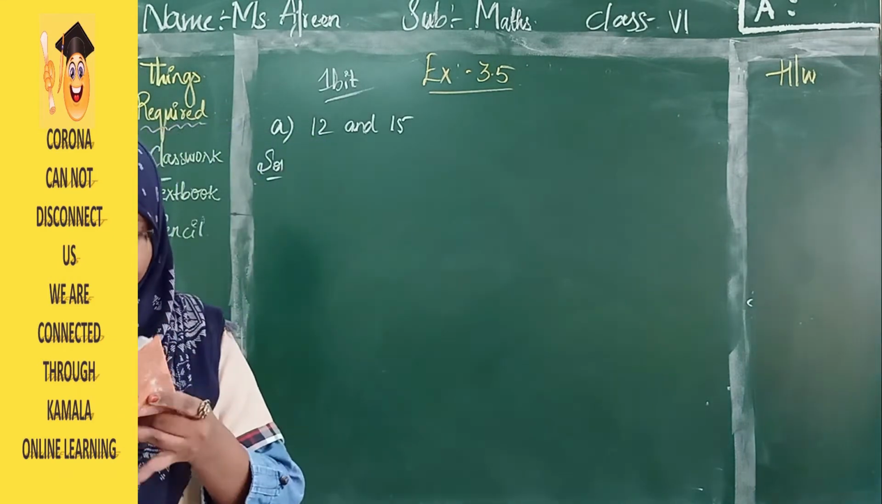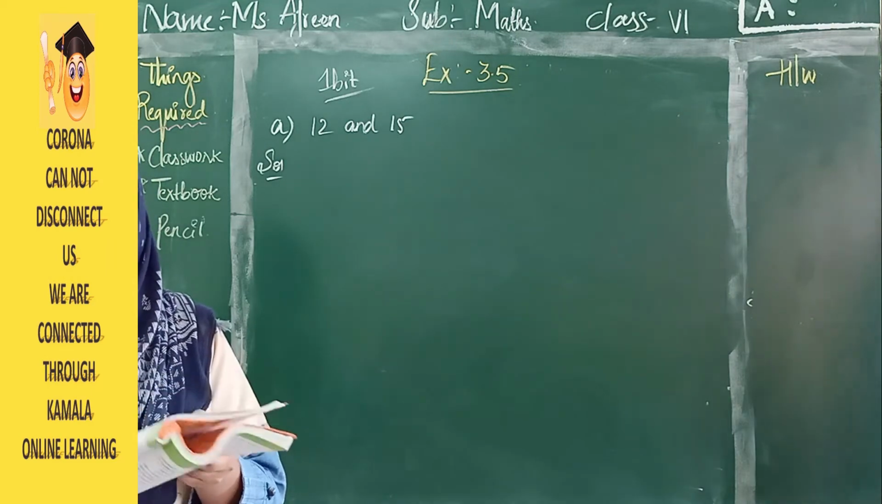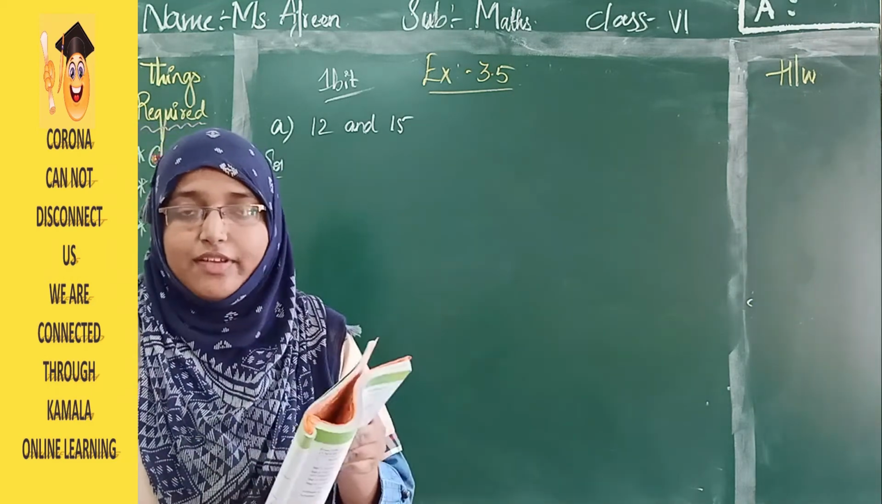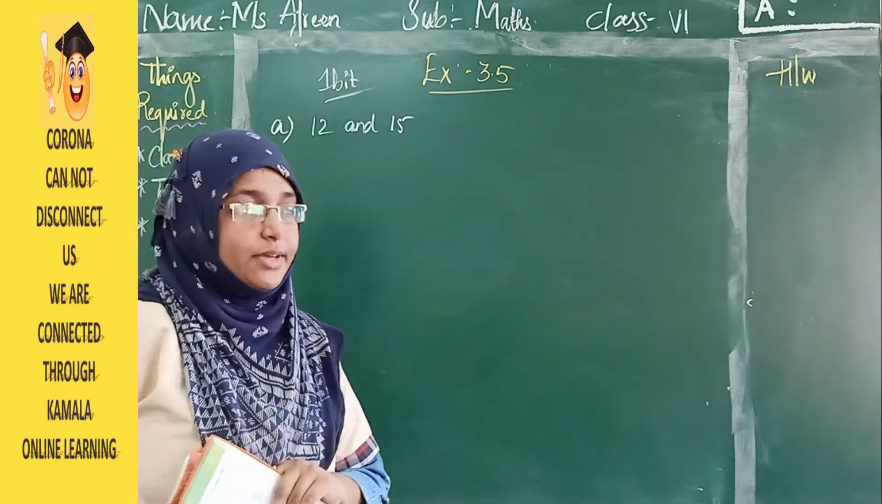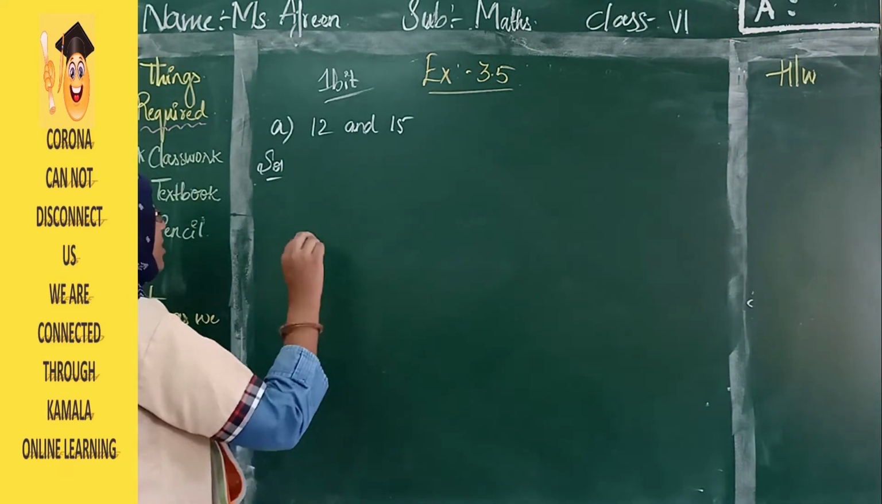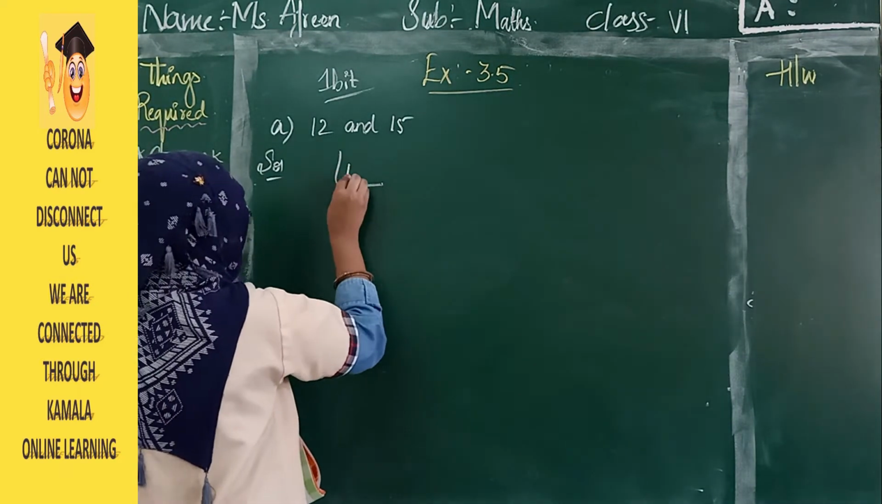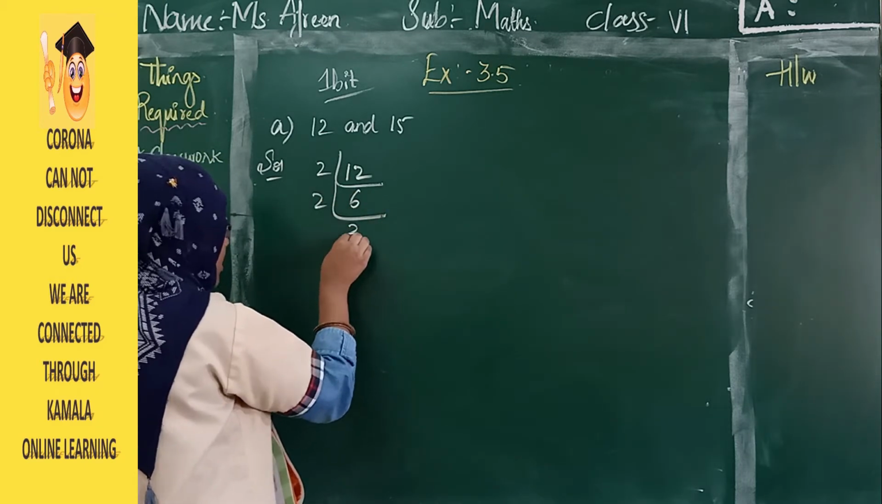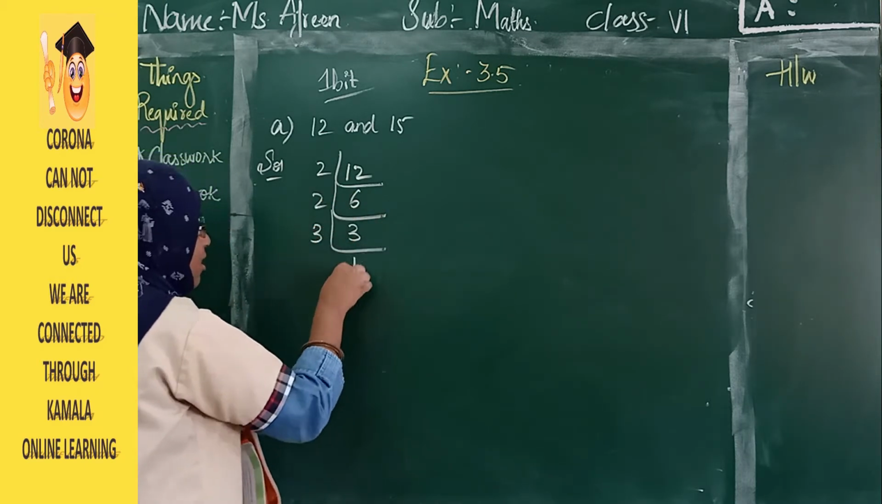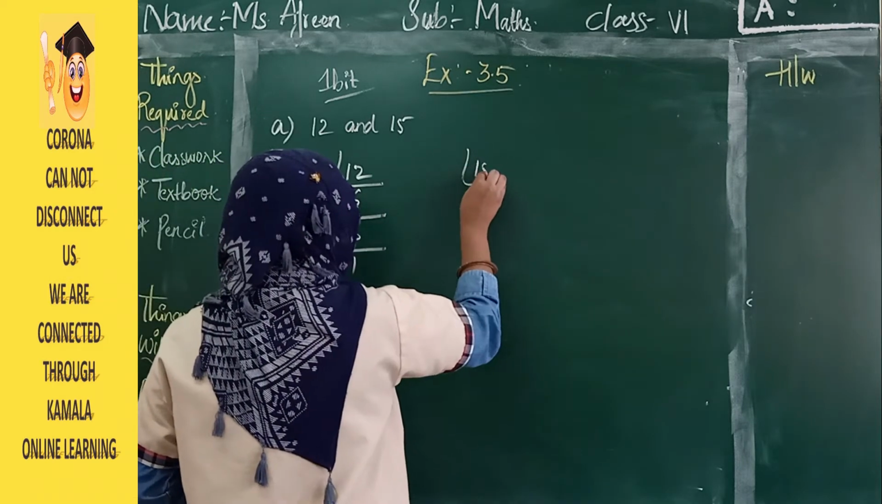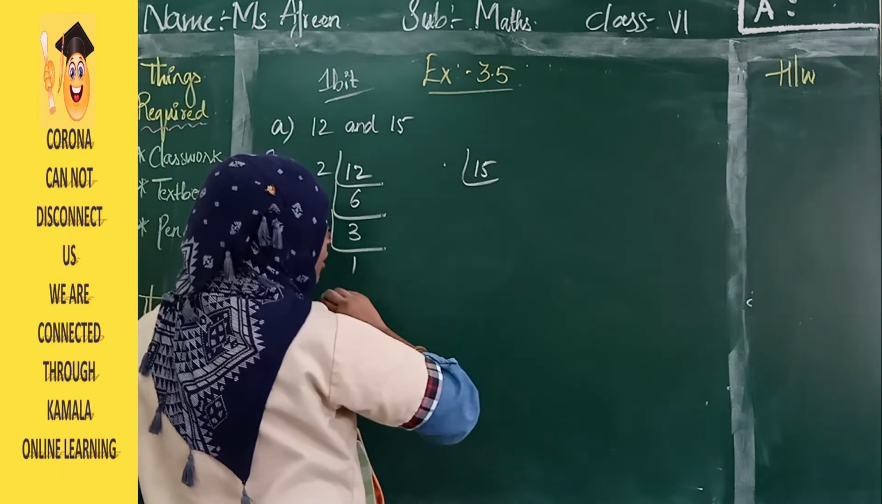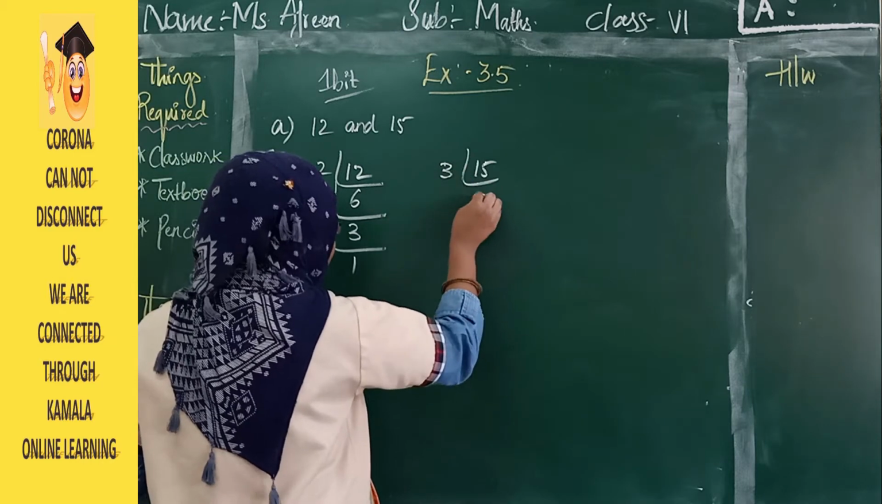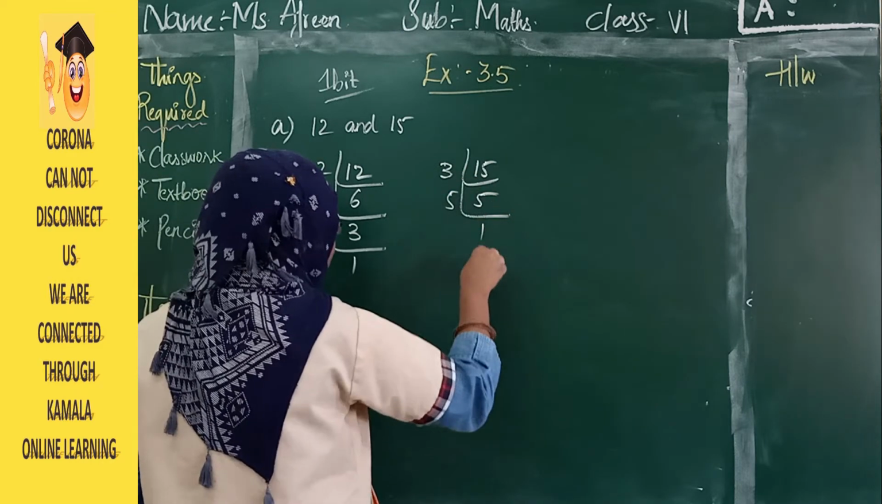So firstly we have to write the factors, then we have to write what are the common factors, then we will find the LCM. So first let us divide this. 12: 2 sixes are 12, next 2 threes are 6, 3 is a prime factor, so 3 ones are 3. Next is 15. No, in the 2 table we will not get 15, so 3 fives are 15, again 5 is a prime number, so 5 ones are 5.